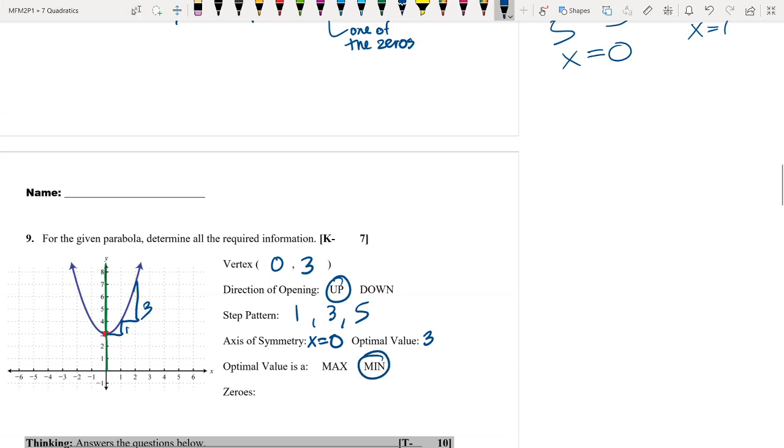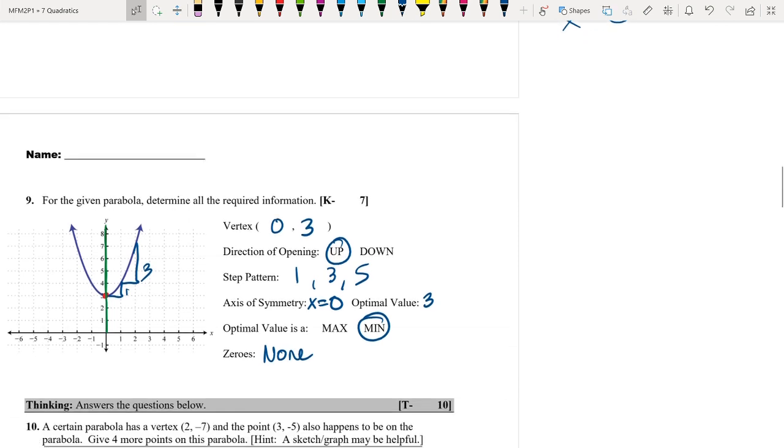And will this parabola have any zeros? The answer is no. And if there were zeros, then we would write them as coordinates. But in this case, there are no zeros, so we can just write none.